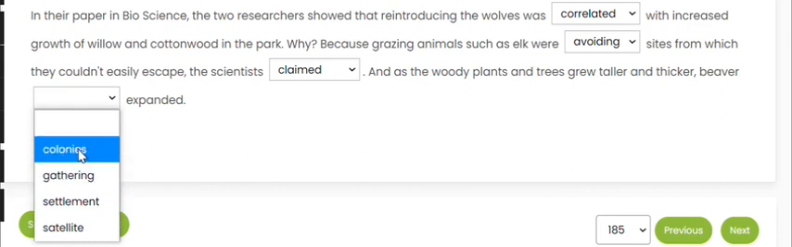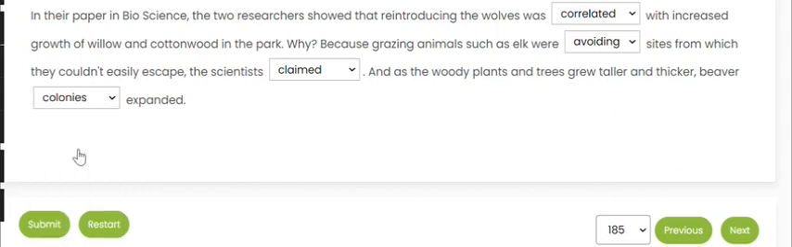So better would be to say colonies expanded, because colonies would be like they were living in a limited area, but when there are thicker and taller trees in the places surrounding them, they will start living in more and more of the area, so their colonies will expand.